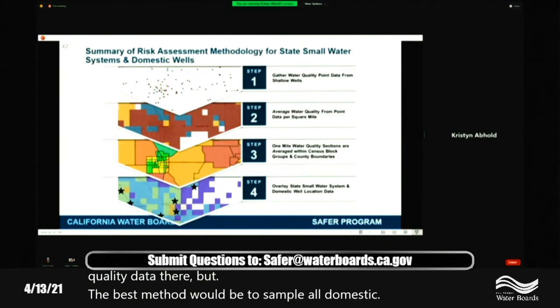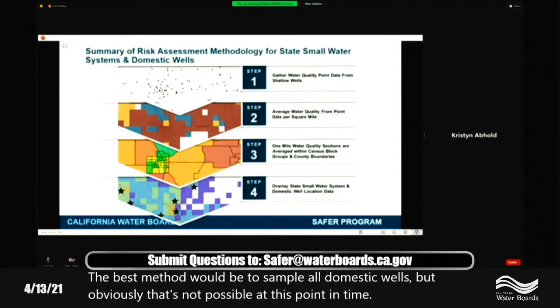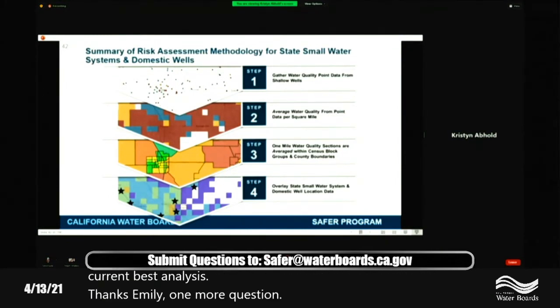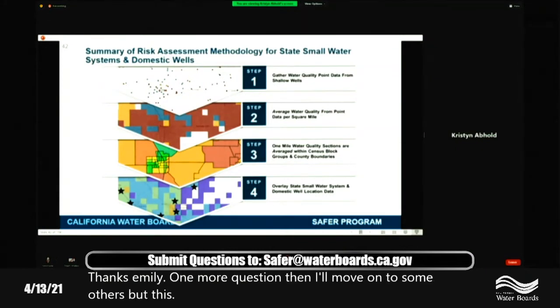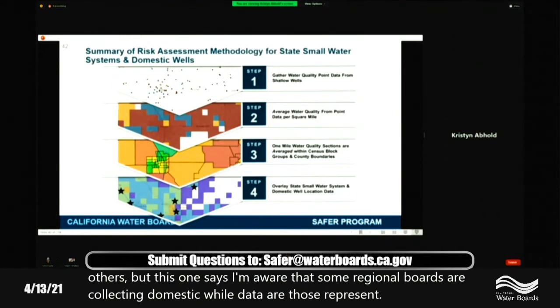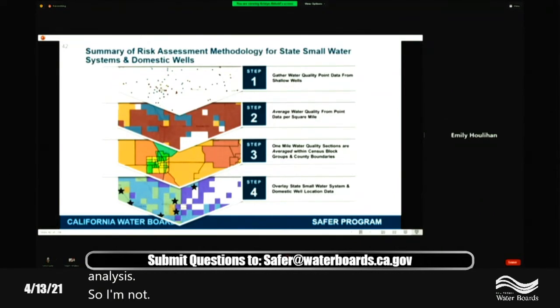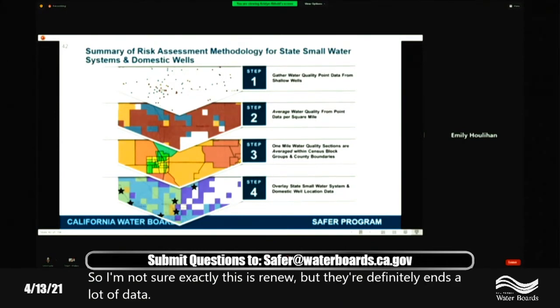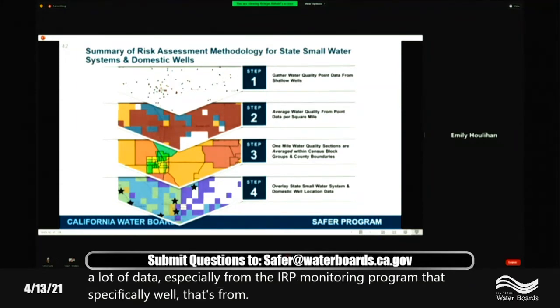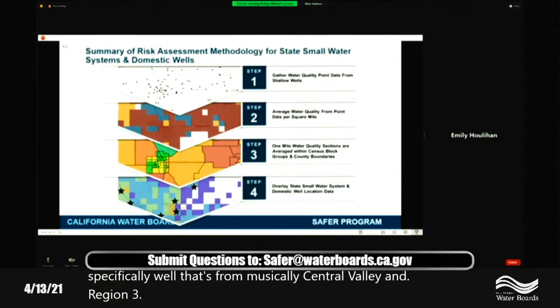Thanks, Emily. One more question, then I'll move on to some others. This one says, I'm aware that some regional boards are collecting domestic well data. Are those represented in this analysis? I'm not sure exactly what this is referring to, but there definitely is a lot of data, especially from the ILRP monitoring program. That's basically from Central Valley and Region 3 wells. But yes, I believe that is included in this analysis.